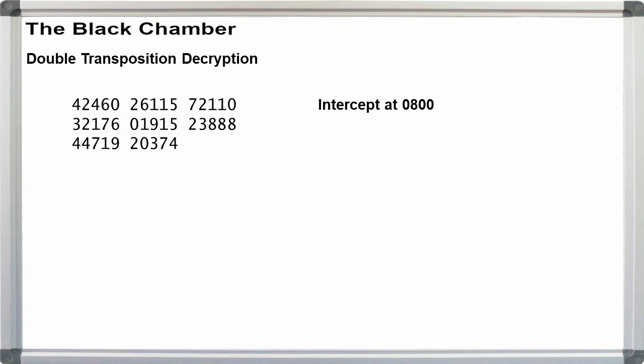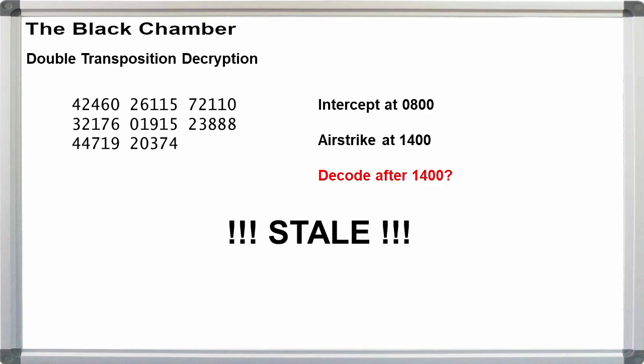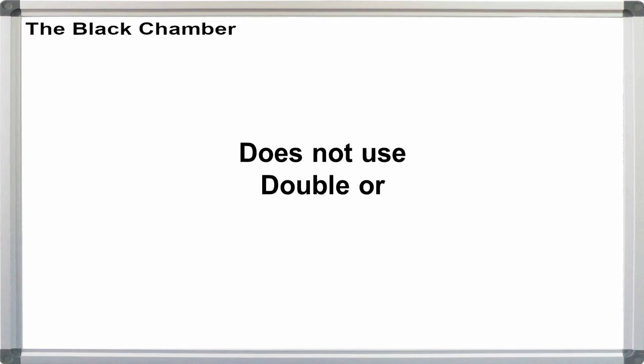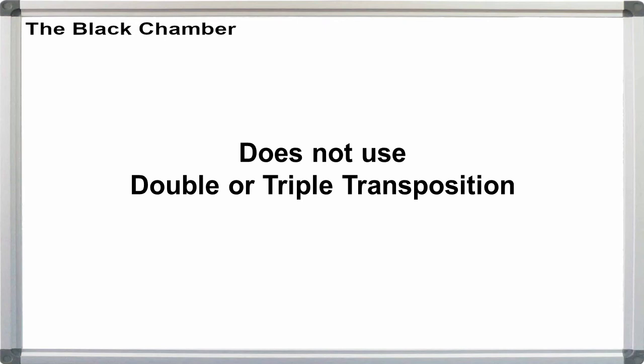If the message warns of an airstrike at 1400 hours, and the enemy breaks the message the following day, knowing what the message says isn't going to help them much. Double transposition is just intended to slow the enemy's cryptographers down enough to give your military leaders time to work unimpeded. The important thing is to change keys frequently to keep the enemy guessing. And just in case you're getting worried, the black chamber does not use double or triple transposition.